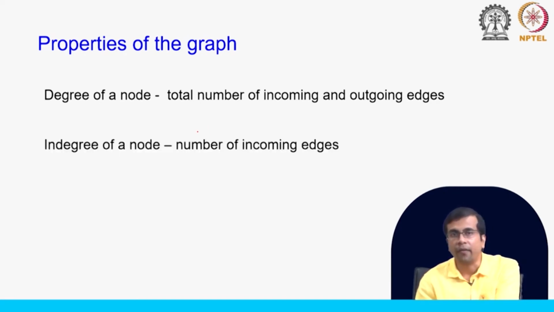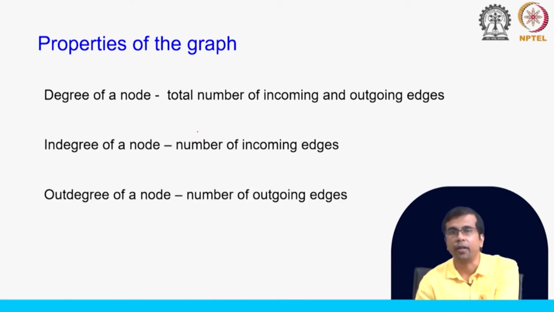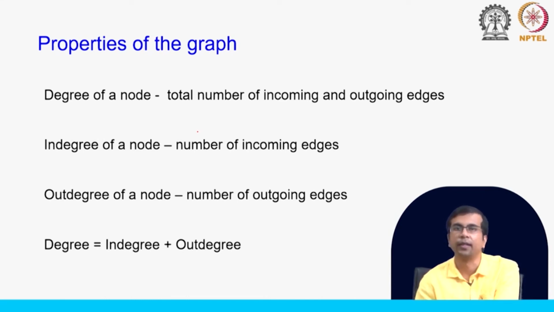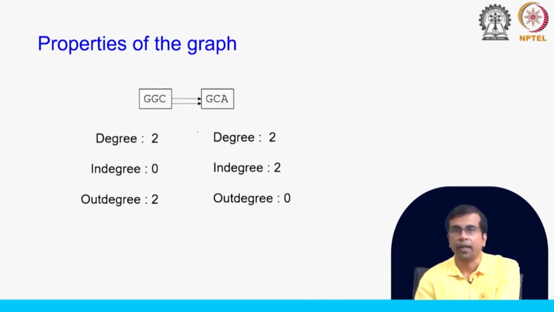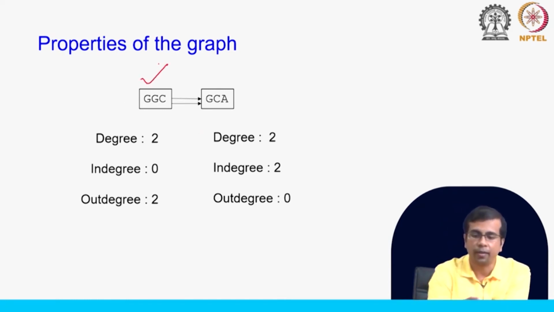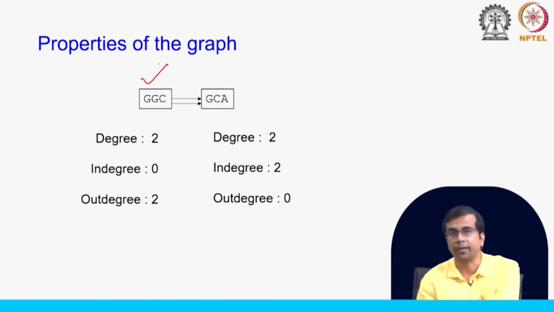Now, we can also define something called the in degree of a node. This is the number of incoming edges, or incoming connections. Also, we can define the out degree of a node, which is the number of outgoing edges. So, the degree as we have discussed is simply in degree plus out degree. Now, we can define for this very small example the in degrees and out degrees. As you can see, for the node on the left, the in degree is 0 because there are no incoming edges, and the out degree is 2 because there are 2 outgoing edges.